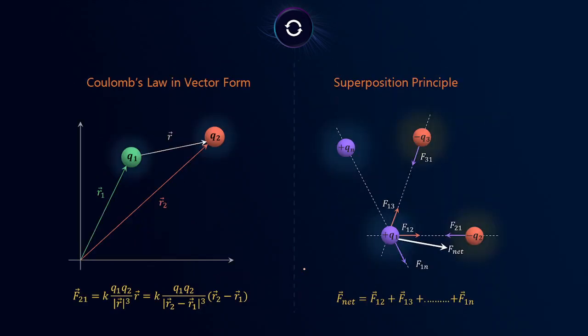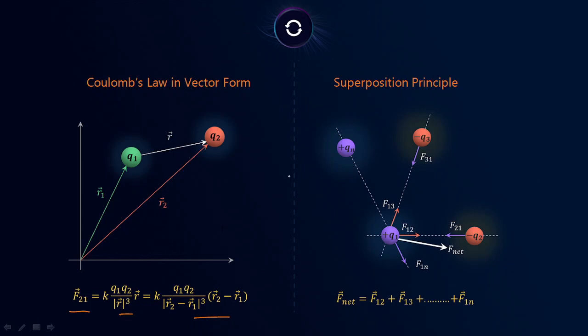After that, we had seen Coulomb's law in vector form, because we know force is a vector quantity. Suppose there are two charged particles, Q1 and Q2. Then the force will be equal to k Q1 Q2 by r cube times the r vector, or we can write k Q1 Q2 r cap by r square, like this.